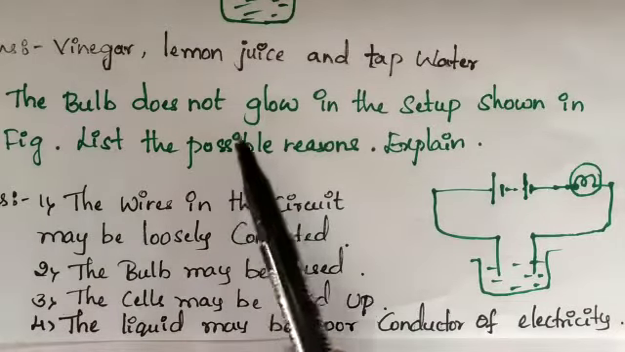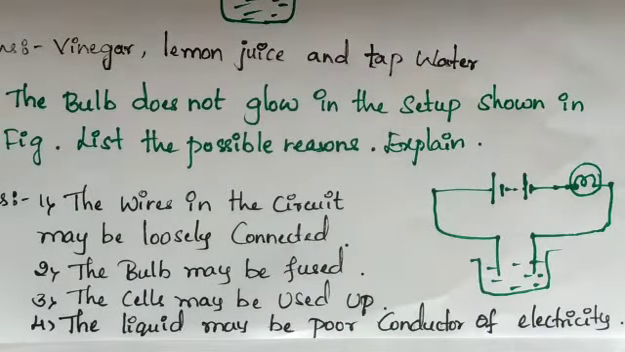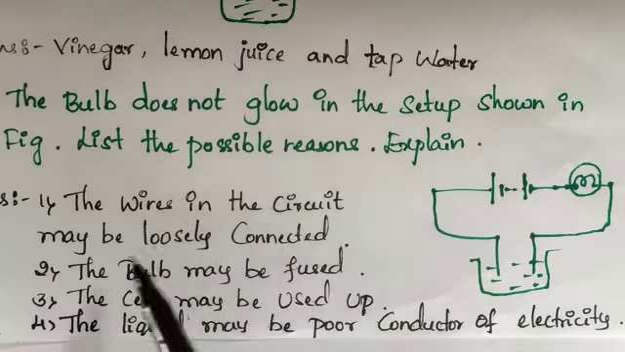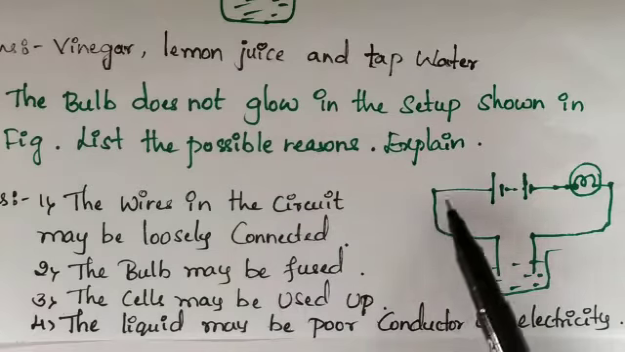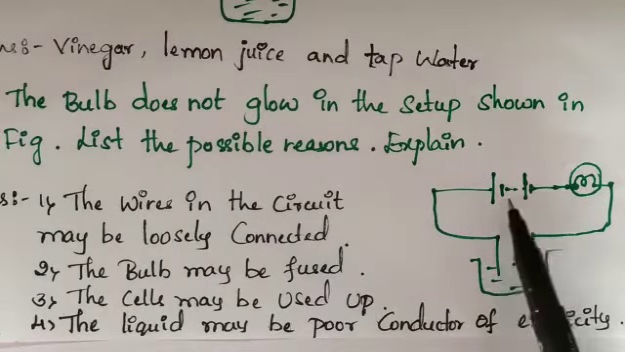Next question is: the bulb does not glow in the setup shown in the figure. List the possible reasons and explain. Why is the bulb not glowing in this setup? I have made the points here. First, the wires in the circuit may be loosely connected, and because of that the bulb may not glow. Second, the bulb may be fused; there may be a problem with the bulb itself. Third, the cell may be used up, that is, the battery which is given.